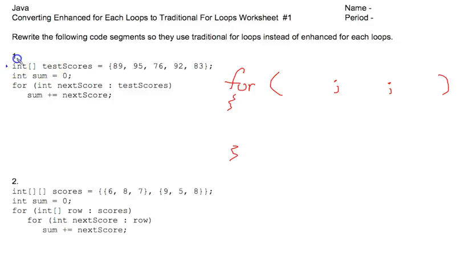Well, this line of code, let's just assume that's been rewritten here. Test scores, blah, blah, blah. Okay, sum equals 0. Yeah, we need that line of code also over here. Let's just pretend that I wrote that out. Okay, here's the for loop that I need to convert.